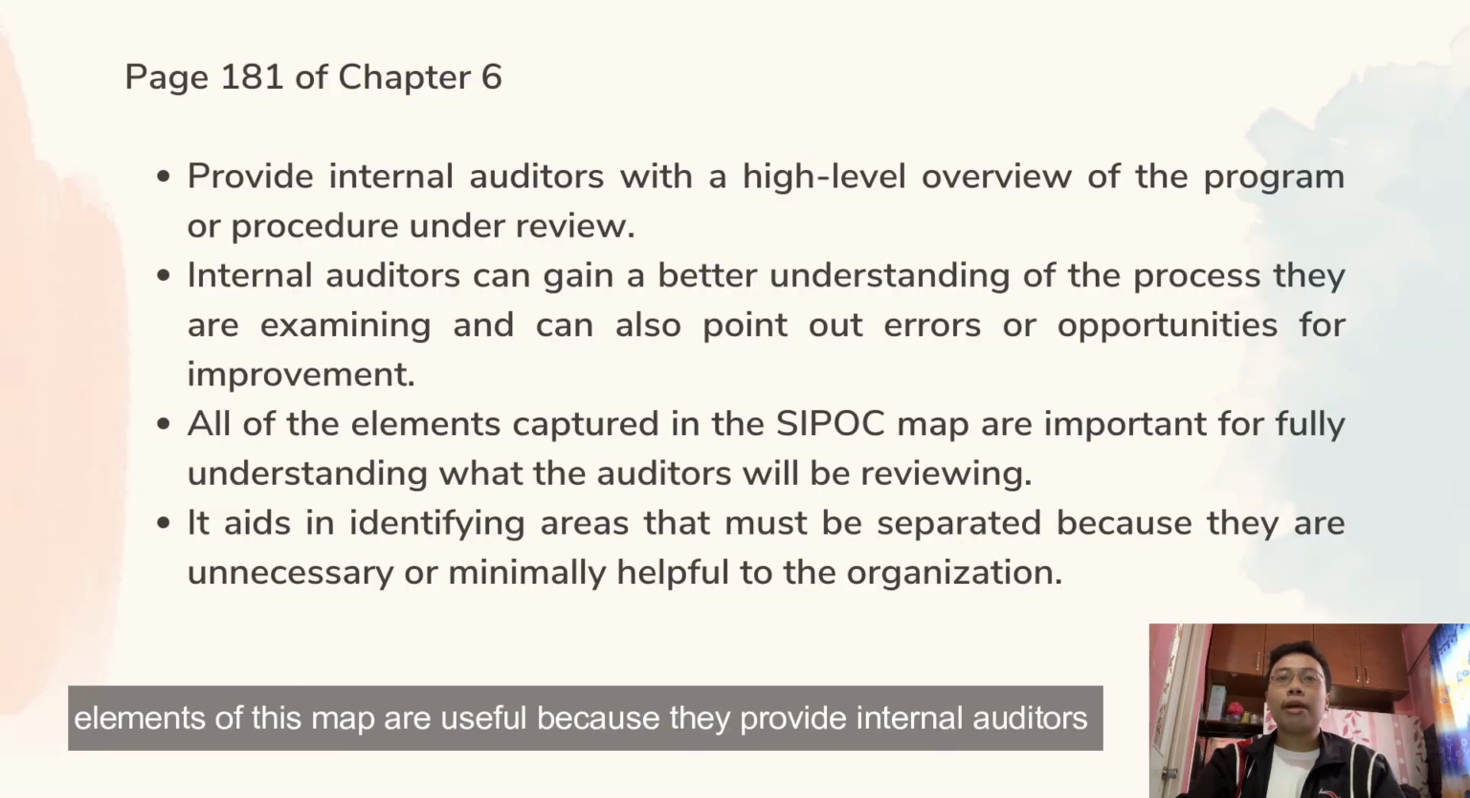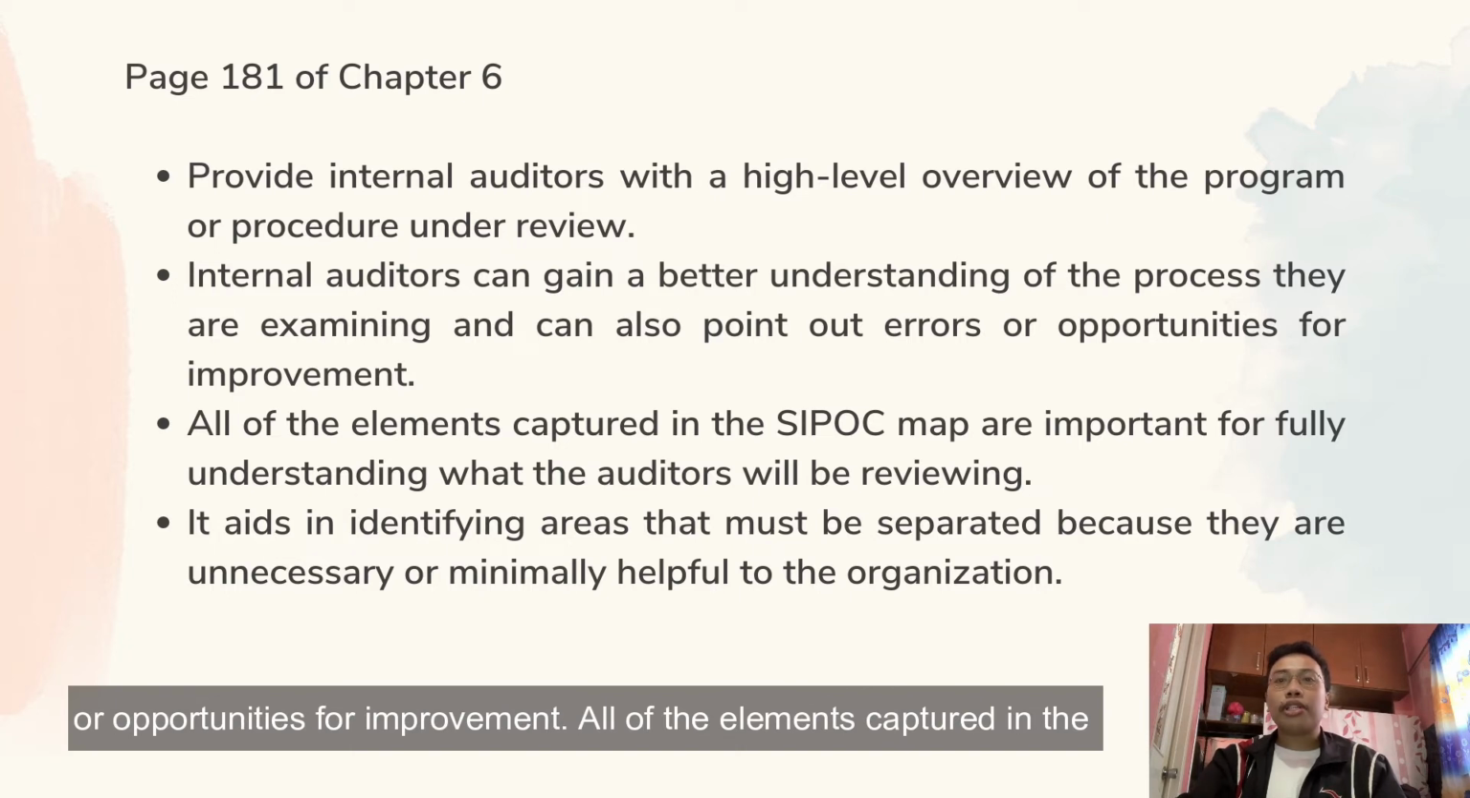The 5 elements of this map are useful because they provide internal auditors with a high-level overview of the program or procedure under review. Internal auditors can use a SIPOC map to review effectively and efficiently a specific unit. In this tool, internal auditors can gain a better understanding of the process they are examining and can also point out errors or opportunities for improvement.